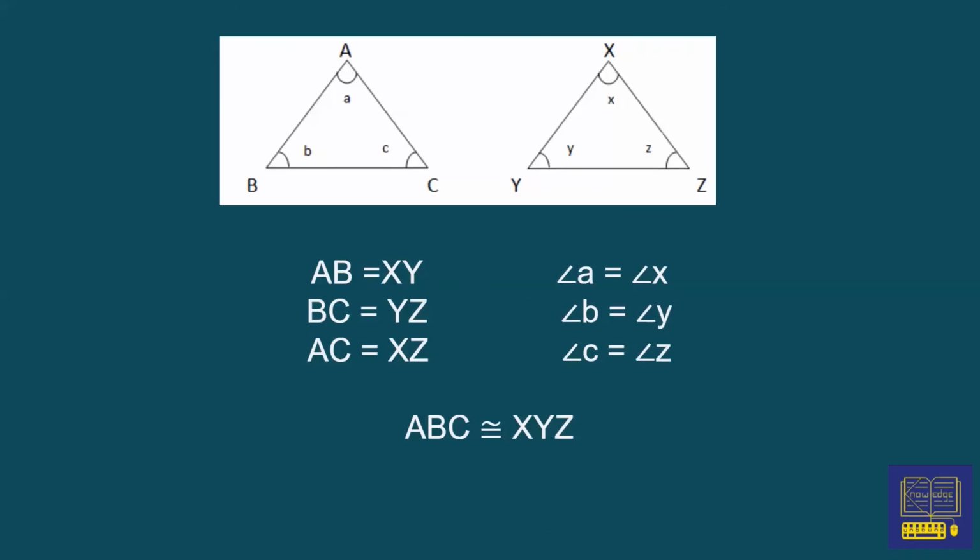So for example, if we take the AAS test, we look at two angles, that is angle A and angle B, which correspond to angle X and angle Y, and the side next to them, that is BC, which corresponds to YZ, and the two triangles are congruent by the AAS test.